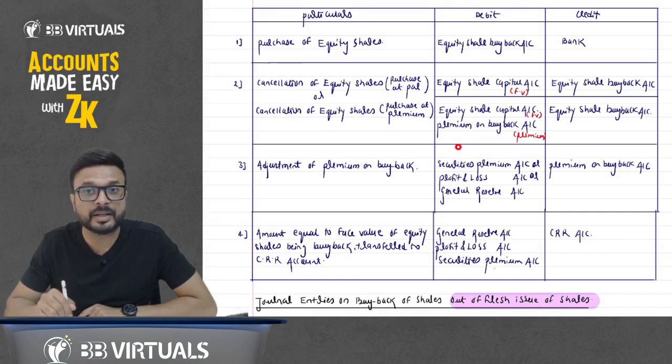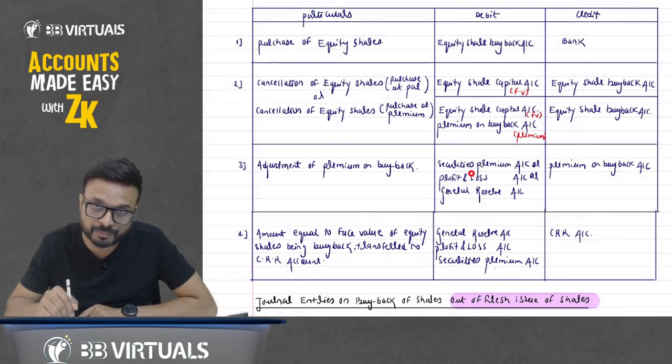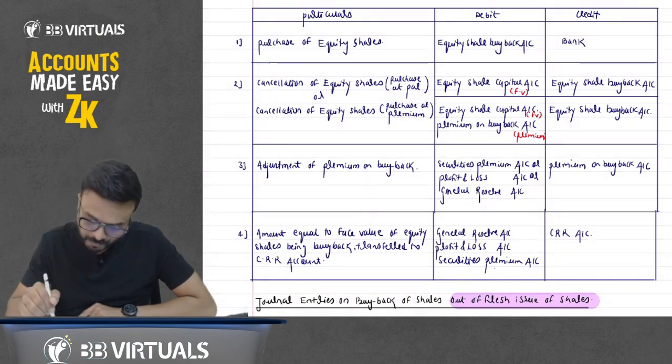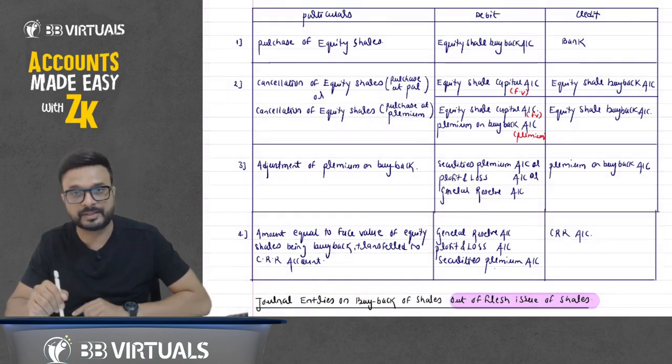So you have debited premium on buyback account. Now you will credit premium on buyback account. You will cancel it. In other words, you are adjusting or writing off premium on buyback account against securities premium or profit and loss account and general reserve.